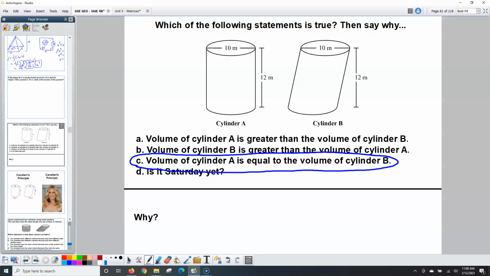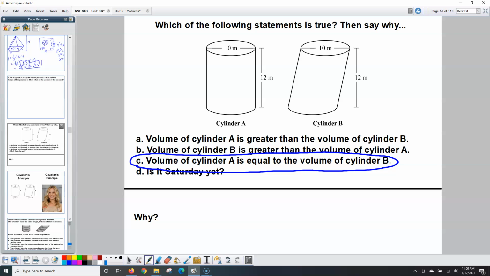I always think about it like a stack of paper. If you had a package of printer paper, you rip open the package, and you have a stack of like 500 sheets of paper. And you said that that stack of printer paper had a volume of, whatever, 1,000 cubic centimeters.